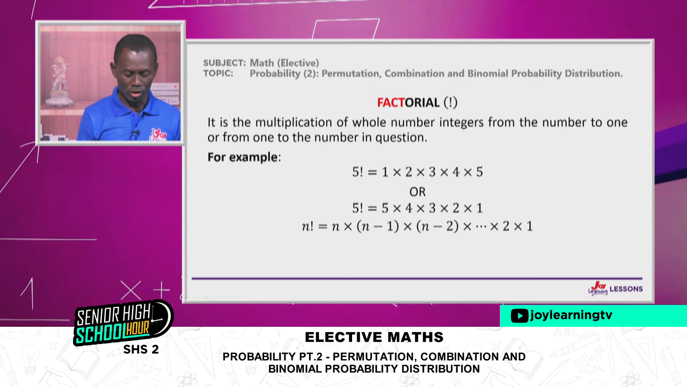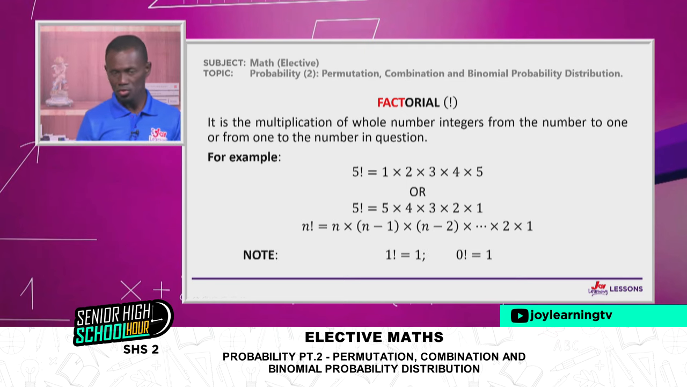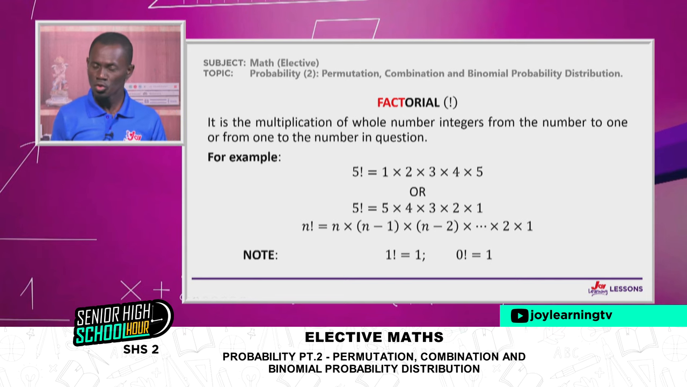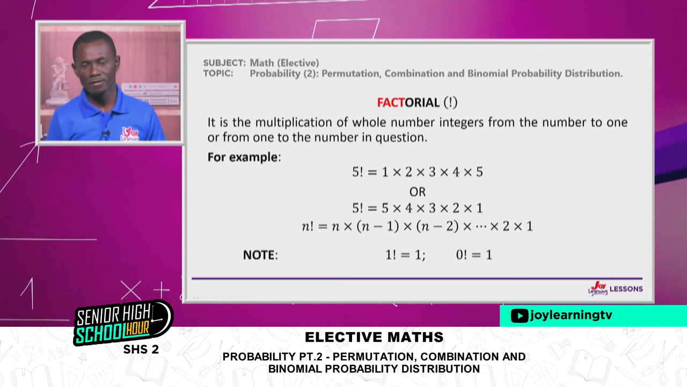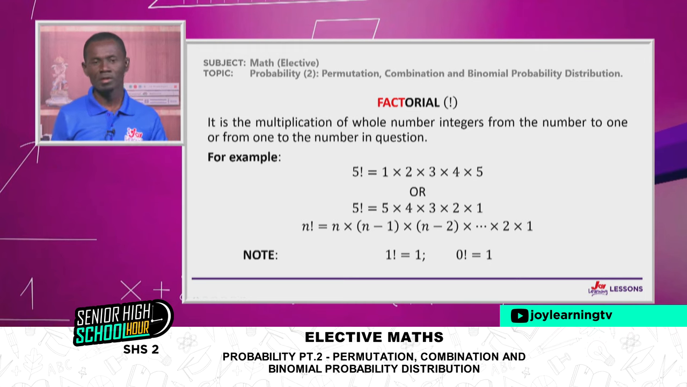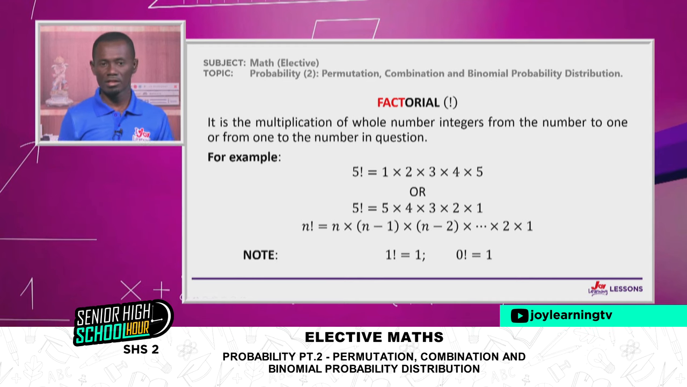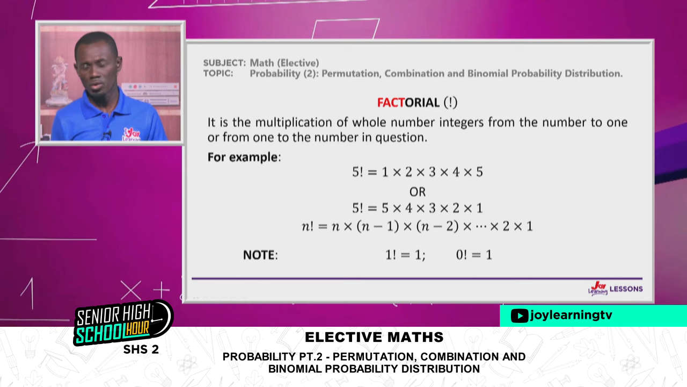So note that 1 factorial is 1, and that is not too difficult, because you know that 1 times nothing, or 1, is just 1. But we also say 0 factorial is 1. And that is where usually the contention begins. Why is 0 factorial 1?